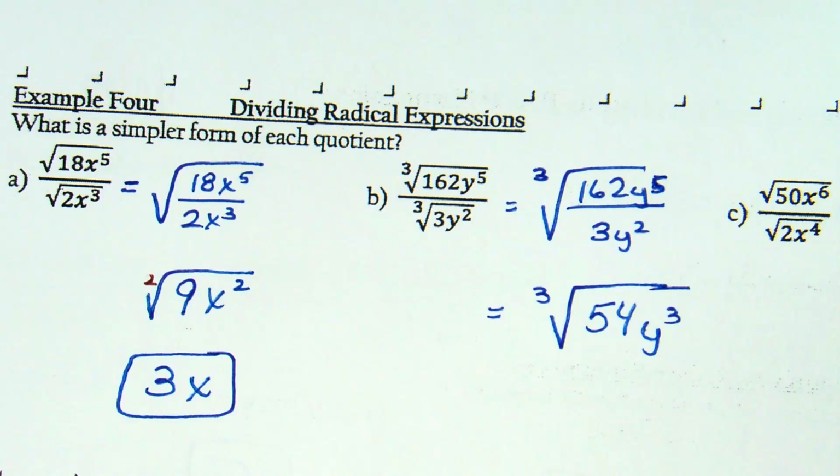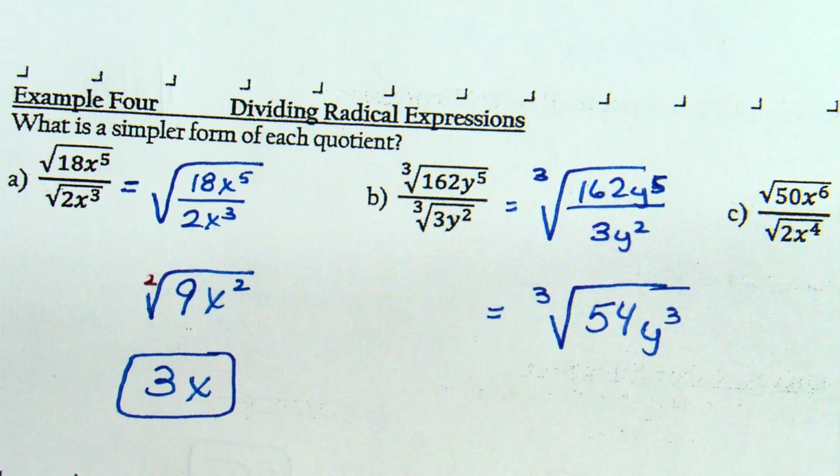54. Can I do the cube root of 54? No, it's not on my list. So do I just leave it? If there's no perfect cubes in it, we leave it. But if it can split, we need to split. Does 54 divide by something on my perfect cube list? And if you don't know, you grab the calculator and check, yes?